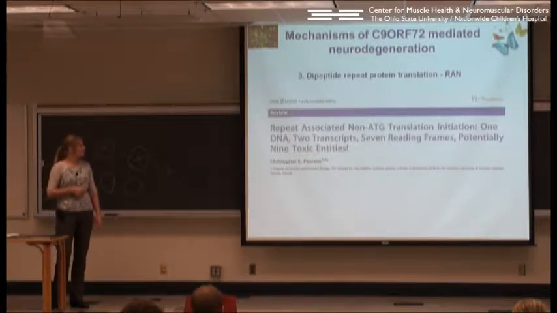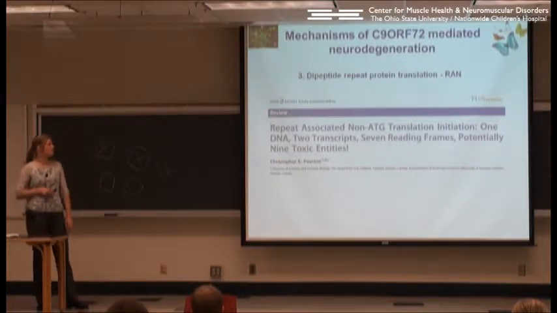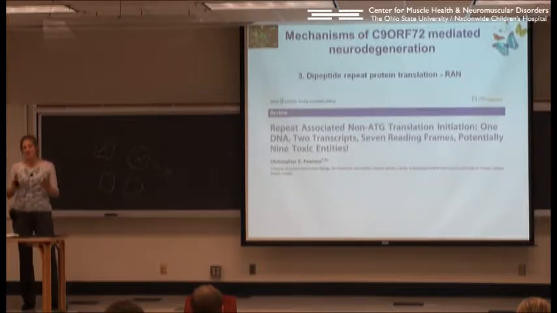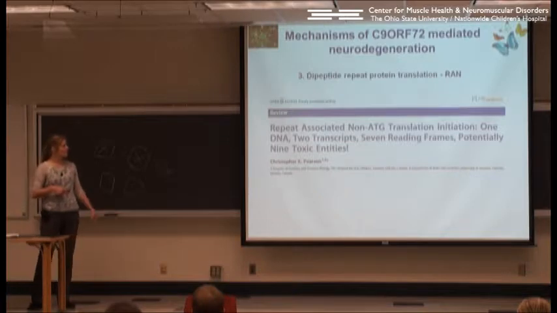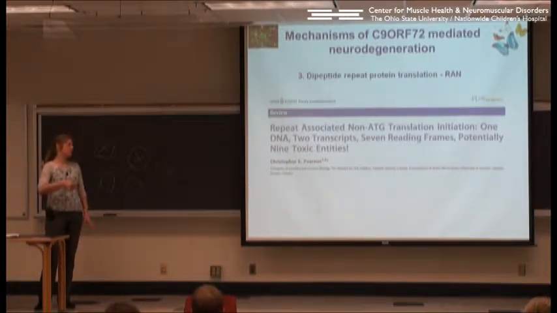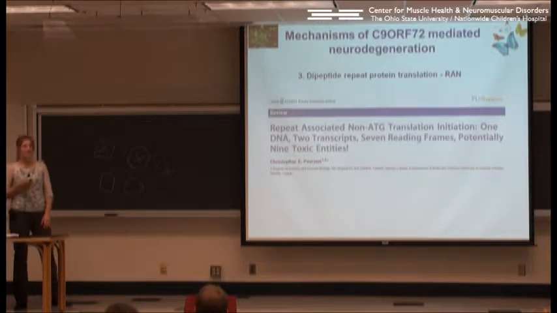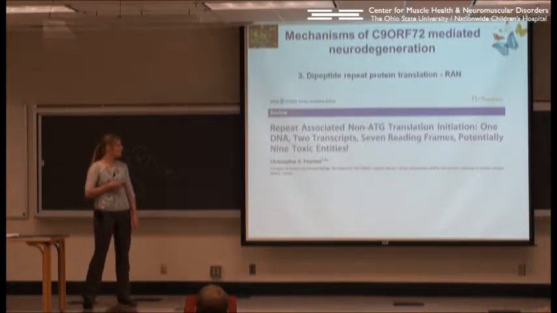And so the third theory is that the dipeptide repeat protein translation itself causes disease. And the name they gave this process is RAN, repeat associated non-AUG translation. And it sometimes makes you want to run away because, especially in the case of C9orf72, you have one DNA, 2 transcripts or 3 transcripts. You have those 3 RNA transcripts, 2 protein transcripts, 7 reading frames, which gives you a total of 9 possible toxic entities. So that is a lot of different peptides that can be produced.